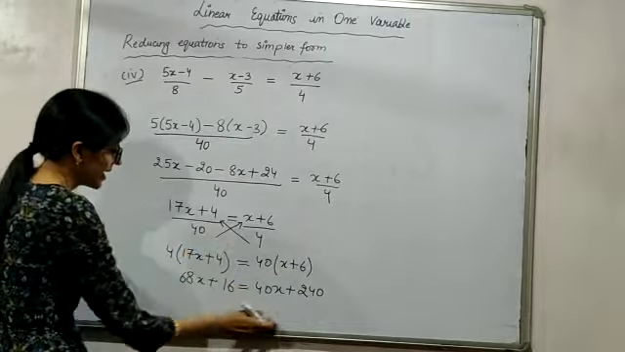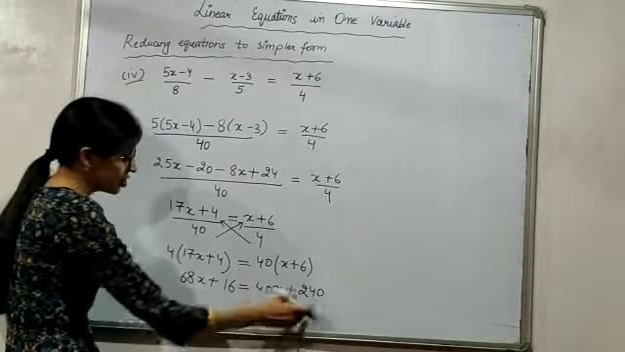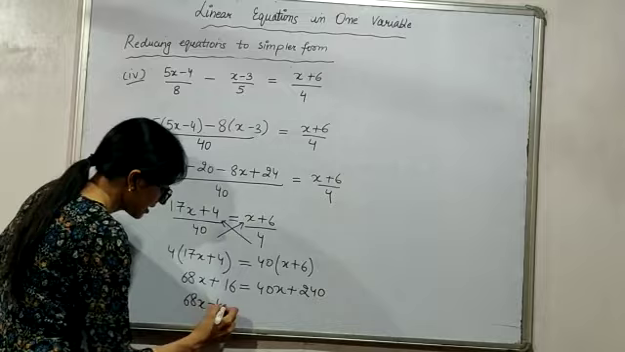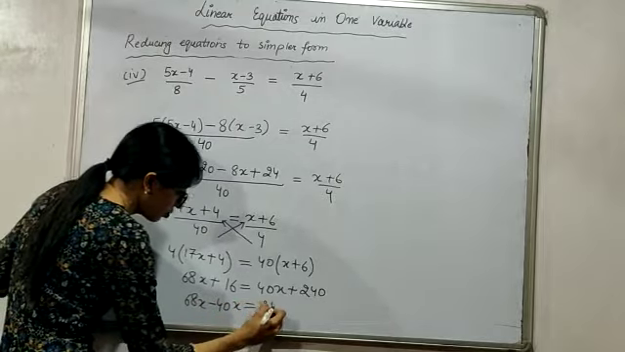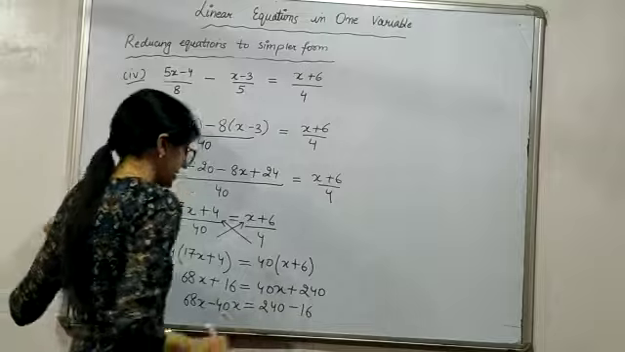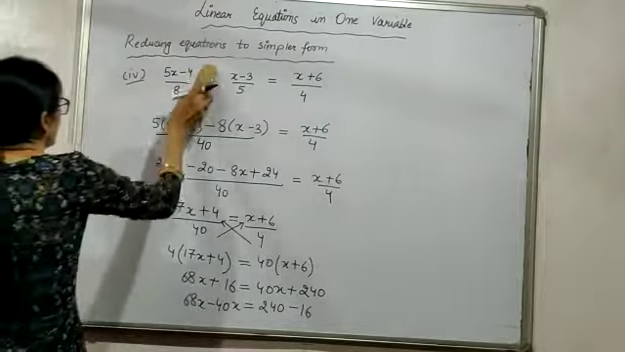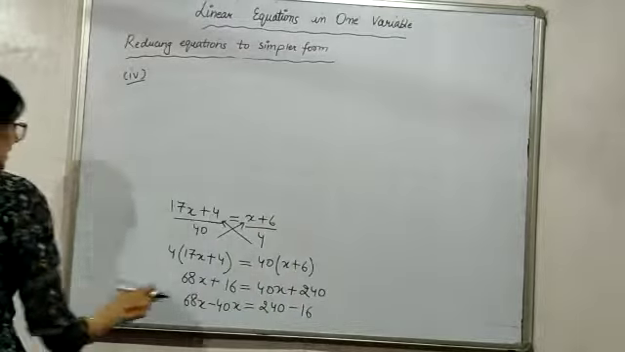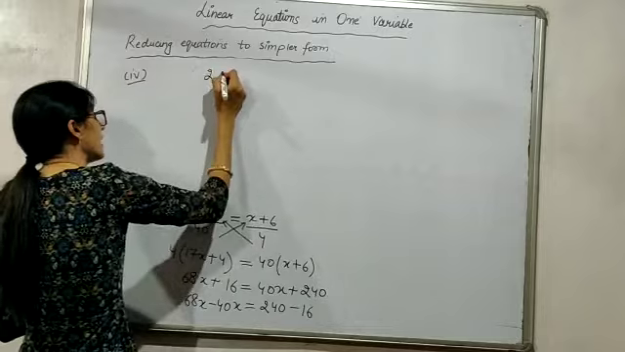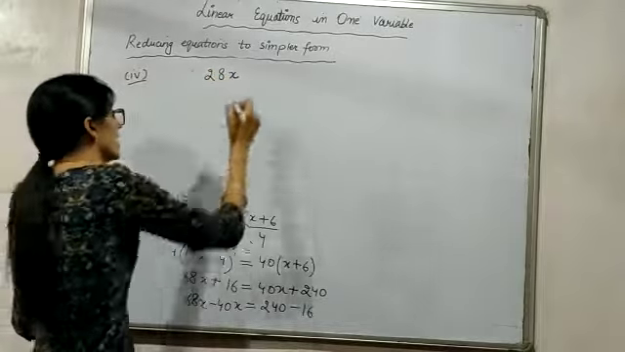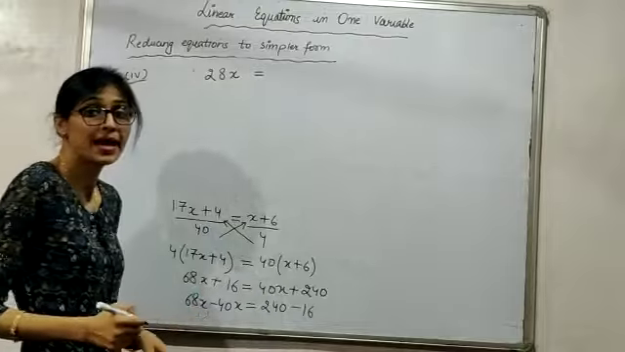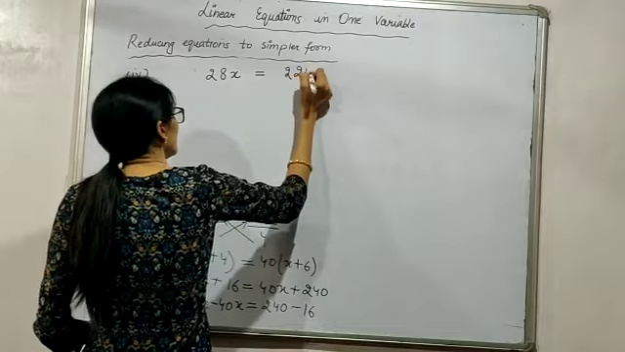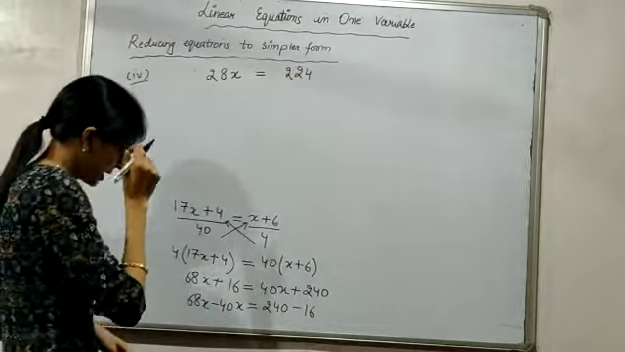Now take the variables to one side and the constants to the other side. 68x minus 40x equals 240 minus 16. Now 68 minus 40, 28x, equals 240 minus 16, which comes out to be 224.